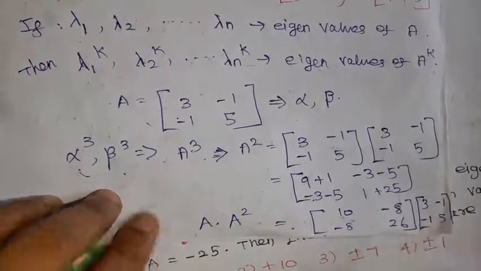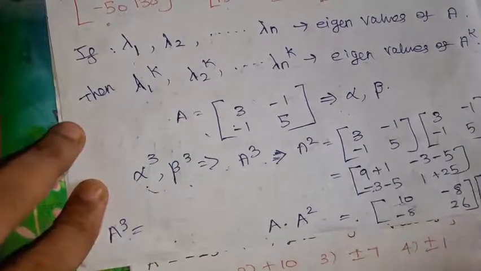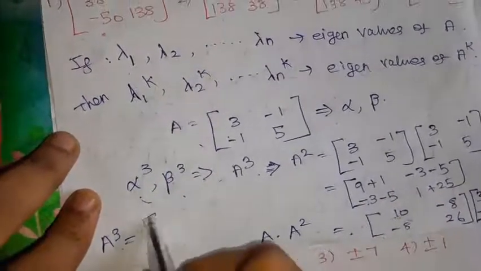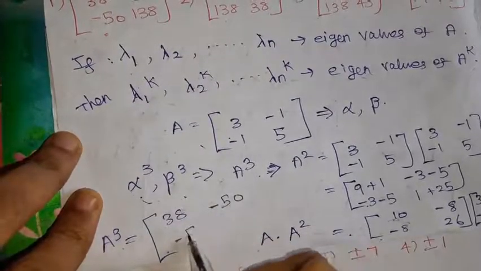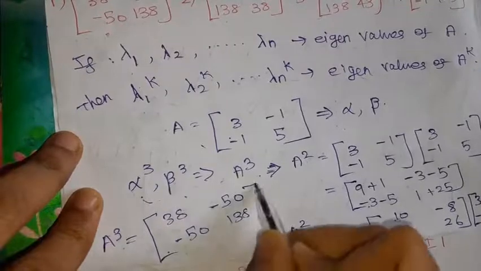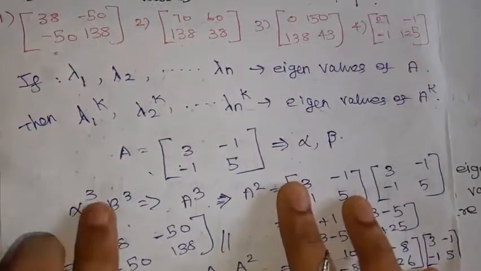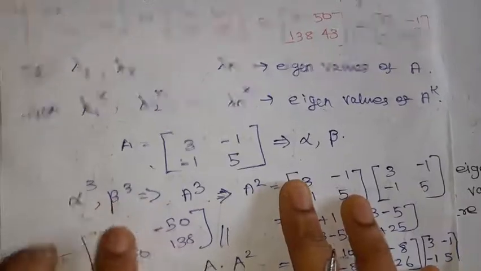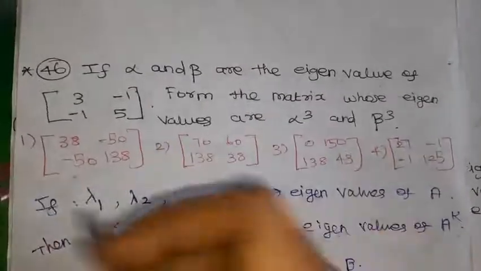So we will get A cubed. This is simple matrix multiplication. We will get the value as 38, minus 50, minus 50, 138. So for the eigenvalues of A cubed, alpha cubed and beta cubed, this is the matrix. So option 1 is the right option.